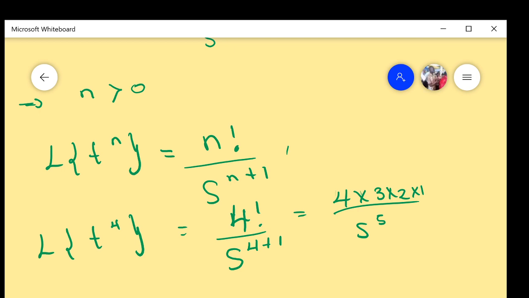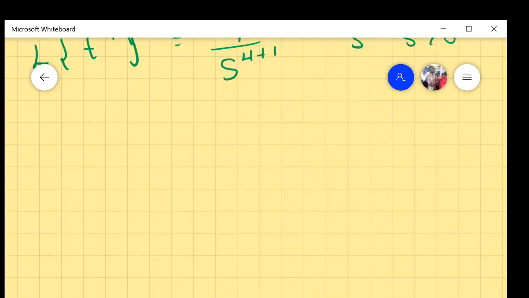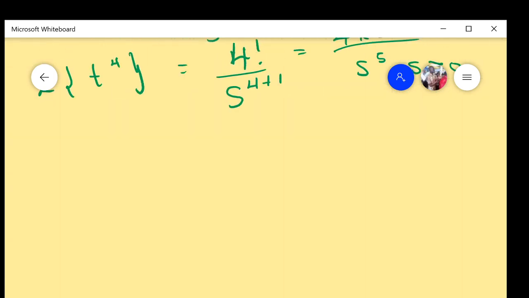For all s greater than what? 0. Let's look at this other example too.